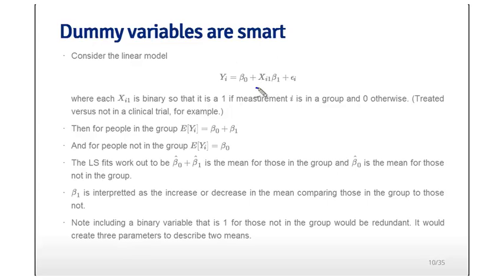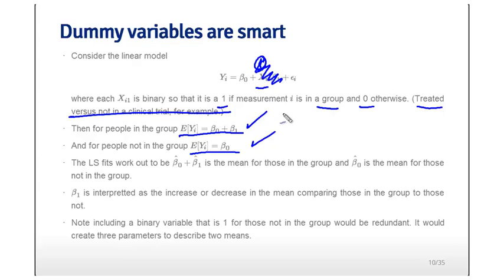So imagine if our variable x, instead of taking many values, is 1 if it's in a group and 0 otherwise. Treated versus not in a clinical trial is a great example. Well, then for the people in the group, the linear model predicts this: the expected value of y is beta naught plus beta 1. And for people not in the group, xi would be 0, and then this term would drop out, and the model would predict beta naught. So this is basically saying there's a mean for people in group 1 and there's a mean for people in group 2.